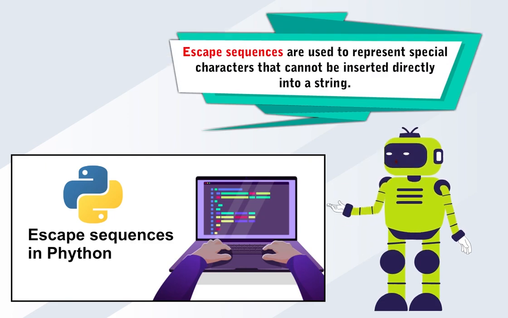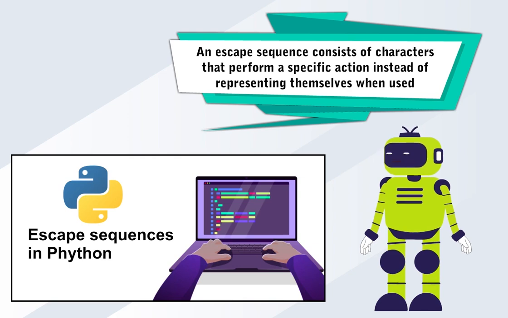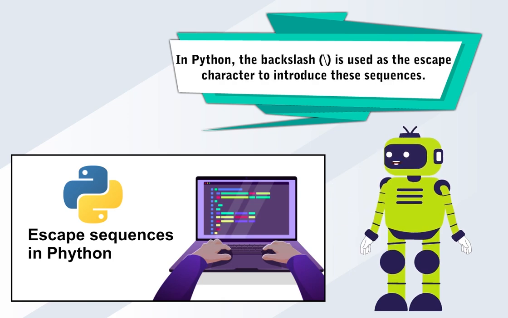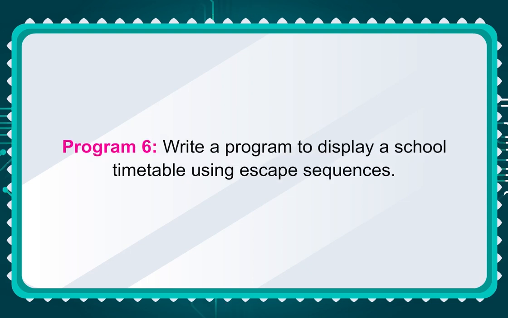Using escape sequences with strings. Escape sequences are used to represent special characters that cannot be inserted directly into a string. An escape sequence consists of characters that perform a specific action instead of representing themselves when used inside a string. Common examples include new line and tab movements. In Python, the backslash is used as the escape character to introduce these sequences. Program 6. Write a program to display a school timetable using escape sequences.